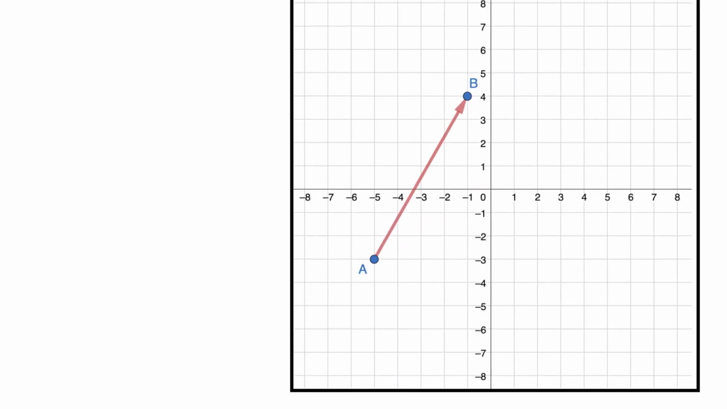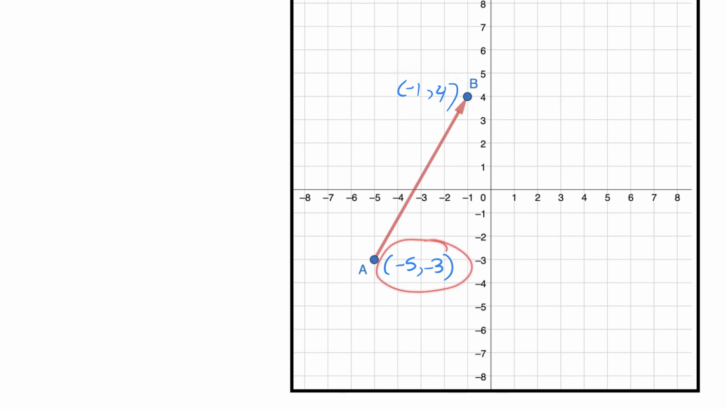To write it in component form, I'm going to first have to label the coordinates of the tail and the tip of this vector. The tail is at -5, -3, and the tip is at -1, 4. Now when I write it in component form, I do the coordinates of the tip of the vector minus the coordinates of the tail of the vector.